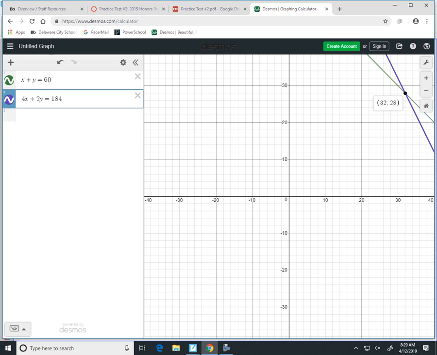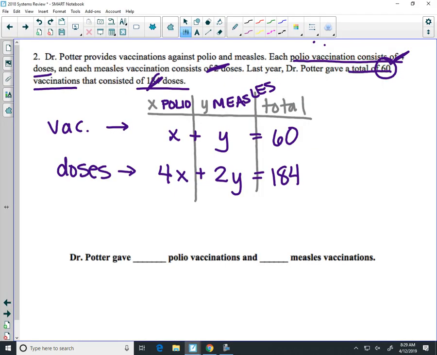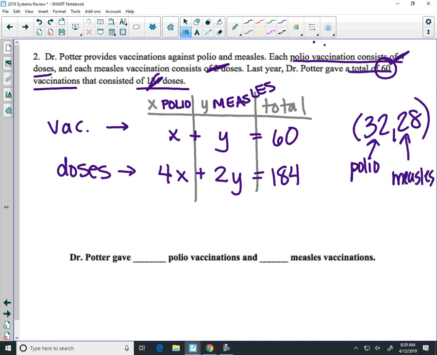So our ordered pair is 32, 28. If we go back to our little table that we drew, X is her polio. So our ordered pair was 32, 28. So our X column is our polio vaccinations, and our Y column was measles. So we just have to make sure we match up. So 32 polio vaccinations and 28 measles vaccinations.